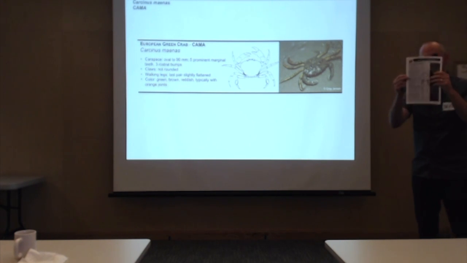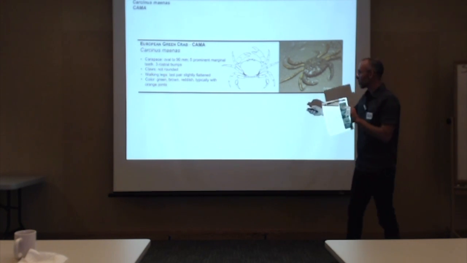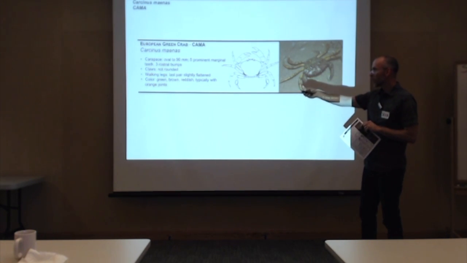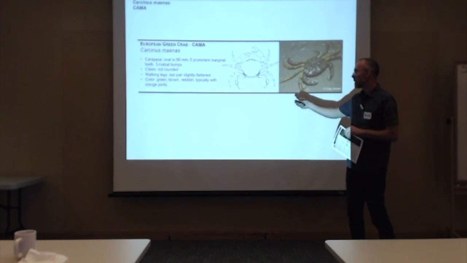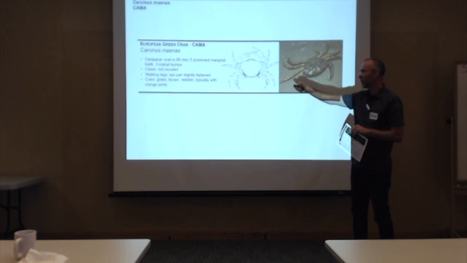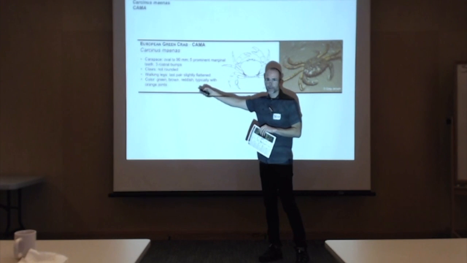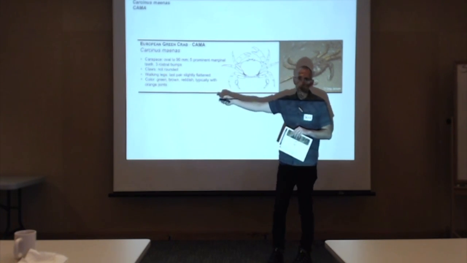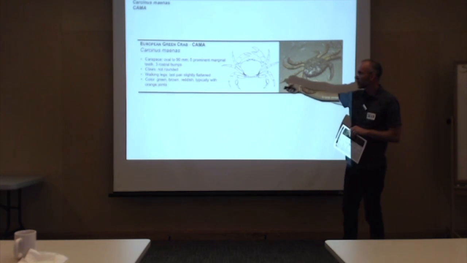So when we look at our ID guide, you'll notice that for every single one of our entries, we give you the common name that we use in our area, European green crab, as well as a code, CAMA. And that code is derived from the scientific name of the crab. Emily already shared with you that the scientific name for the green crab is Carcinus maenas. So we use the first two letters from the genus name and the first two letters from the species name. And that gives us CAMA, C-A-M-A.